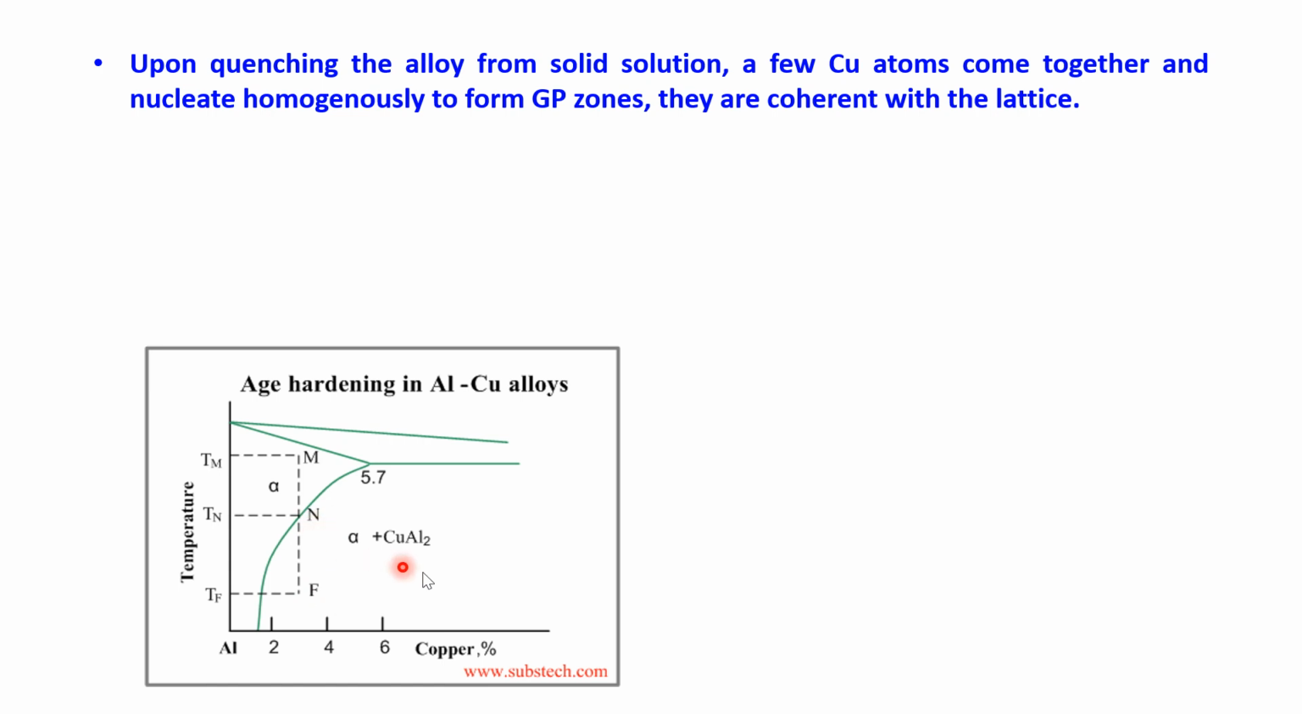While heating it to N, initially the CuAl2 precipitate doesn't form. It moves through a series of stages, and each of these stages has a particular type of precipitate, which can be either coherent or incoherent with the lattice. So what is the first precipitate that is formed? Upon quenching from the solid solution alpha, copper atoms start coming together and nucleate homogeneously, and initially GP zones, or Guinier-Preston zones, are formed. These Guinier-Preston zones are coherent with the lattice. This is the first set of precipitates that are formed. They are not three-dimensional, and they are coherent with the lattice. That precipitate will be continuous with the lattice.